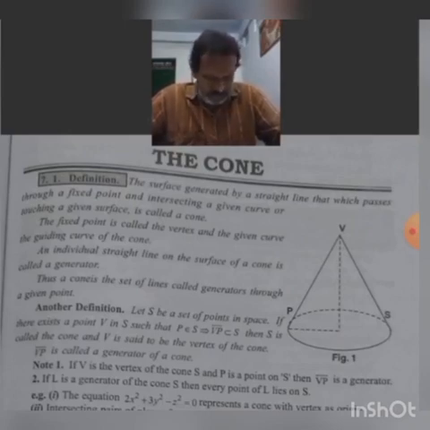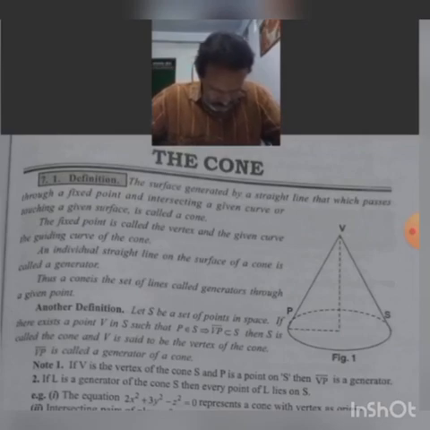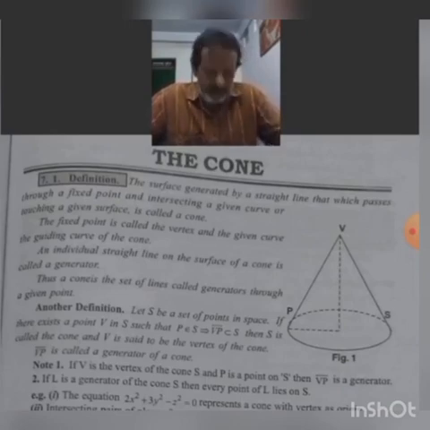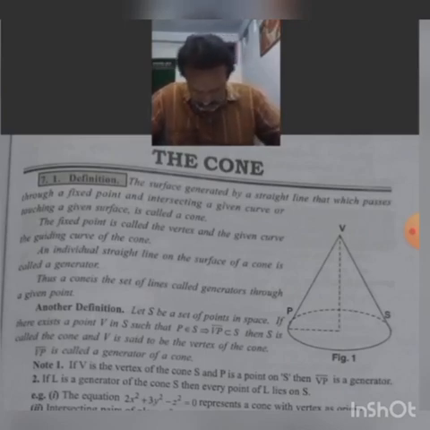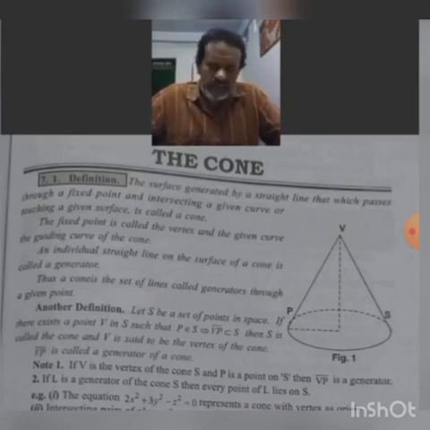Basically, as shown in the diagram, S be the set of points in this space. You can have some points. There exists a point V in that set, so that VP is a subset of S. VP and VS are both subsets of S. Then S is called the cone, this entire surface is called the cone, and V is the vertex of the cone.